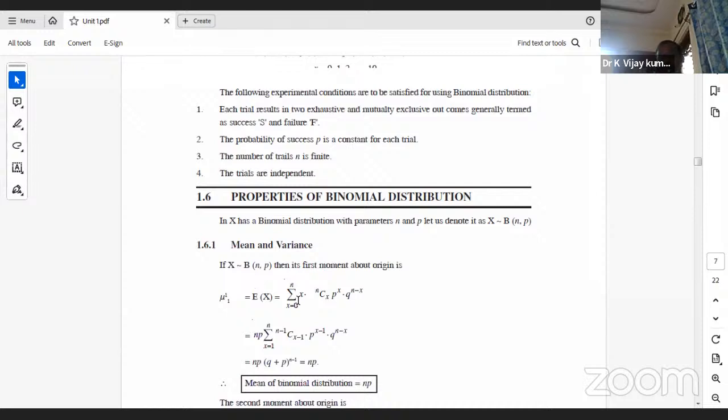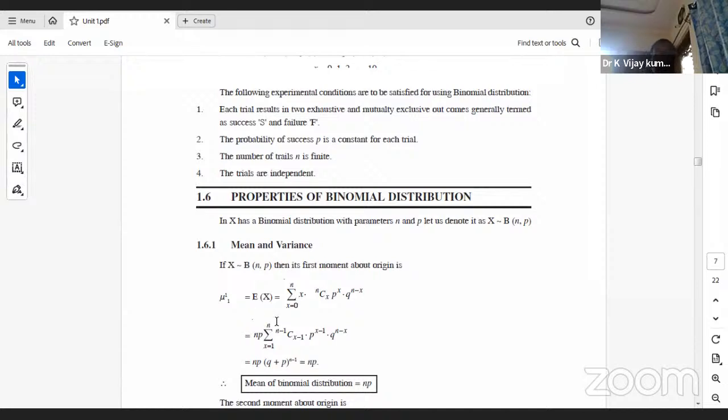The most important topic: properties of binomial distribution. They will ask the properties of binomial distribution, so you have to take them. Let X have a binomial distribution with parameters n and p, denoted X is distributed as b(n, p).